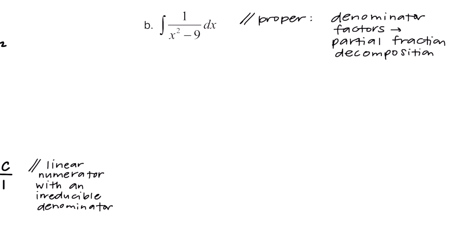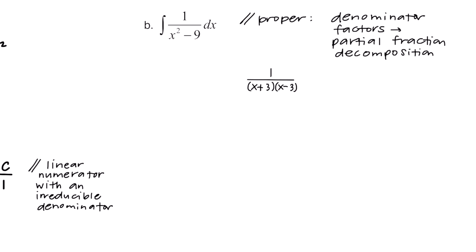This rational function is proper because the degree of the numerator is less than the degree of the denominator. Next, we're going to check the denominator. The denominator factors, and since it factors, we're going to use partial fraction decomposition to rewrite it. So x squared minus 9 factors to x plus 3 times x minus 3.